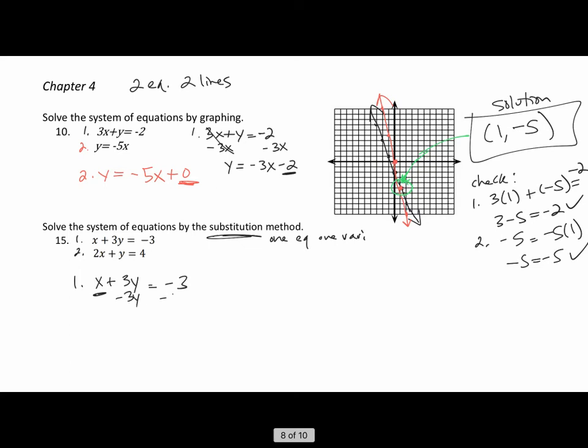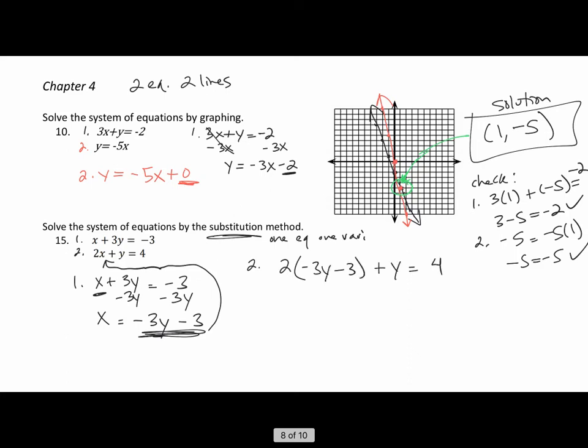So I'm going to opposite the 3y from both sides. And that's not really fun to have negatives, but then the order doesn't matter. But that's what I get. So x equals -3y minus 3. So now I'm going to take what x is equal to, and I'm going to put that into the second equation instead of x. So it's the second equation, 2 times x, which is -3y minus 3, plus y equals 4.